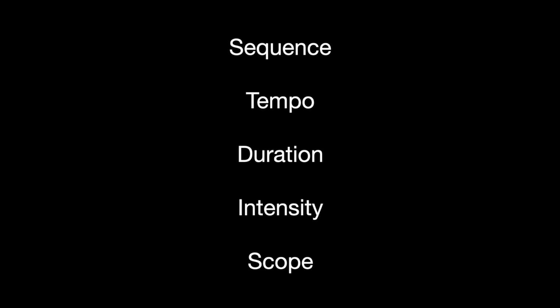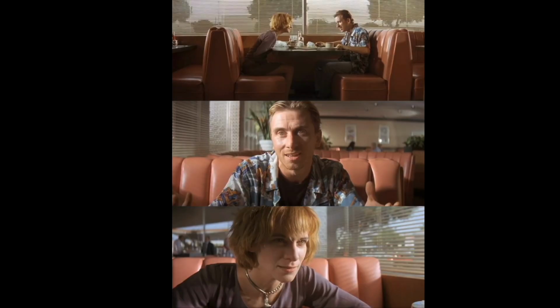Well, how big of a scope are we covering? Take, for instance, this scene from Pulp Fiction. We have the duration, maybe 5 seconds per shot. The tempo may be every 16 frames, so every 16 images you have a cut. The intensity of this is probably medium.